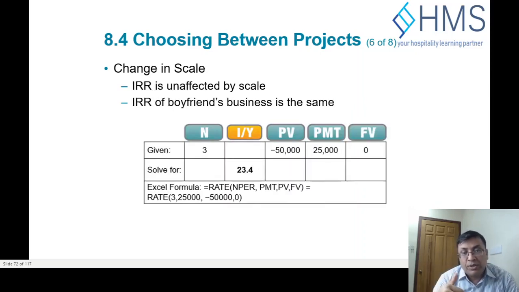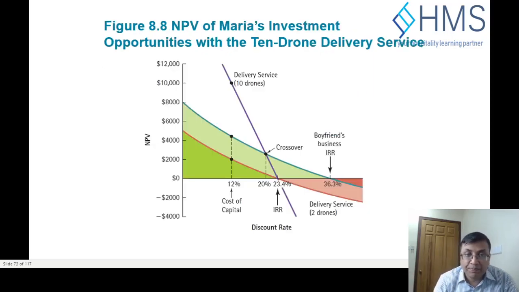In the current situation, the IRR is going to be 23% in this project. Now the IRR in the boyfriend's business is higher, remember, 36%, as we saw. Here it is 23%. So definitely you should choose the boyfriend's business, but the IRR is not going to give you the money, because it's a percentage, right? The amount of money, however, may not change that much.